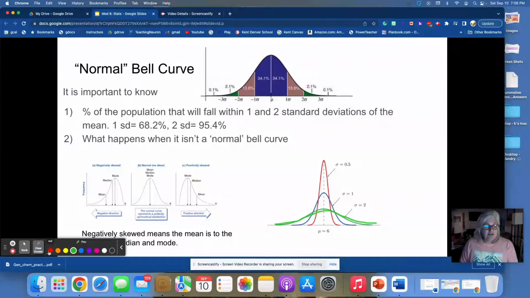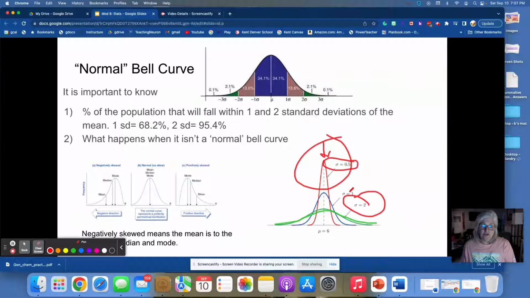Versus if we look at the red one right here, this one is really peaked and really high. And so that means that most of the population falls close to the mean. And if you notice, the standard deviation here is only 0.5 versus here it's 2. So the higher the standard deviation, the flatter the curve, I guess is one way to look at it.